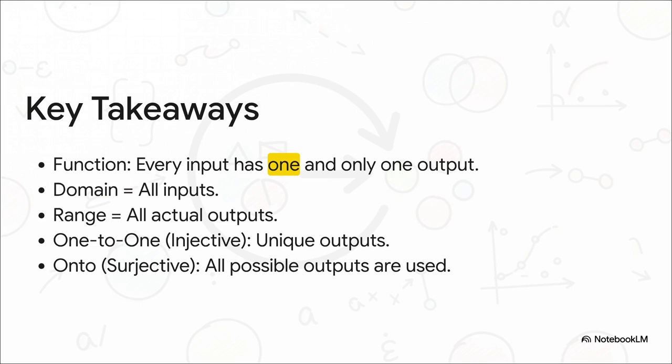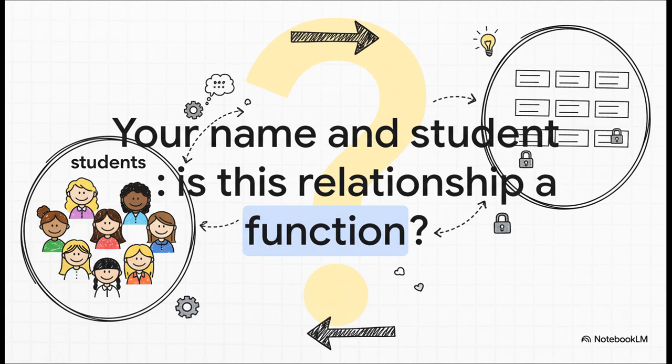Got all that? All right, I'll leave you with a little brain teaser. Think about this, the relationship between every student in your class and their own unique student ID number. Is that a function? Why? And what happens if you try to map it the other way around, from the ID number back to the student? Chewing on real-world examples like that is honestly the best way to make this stuff click.